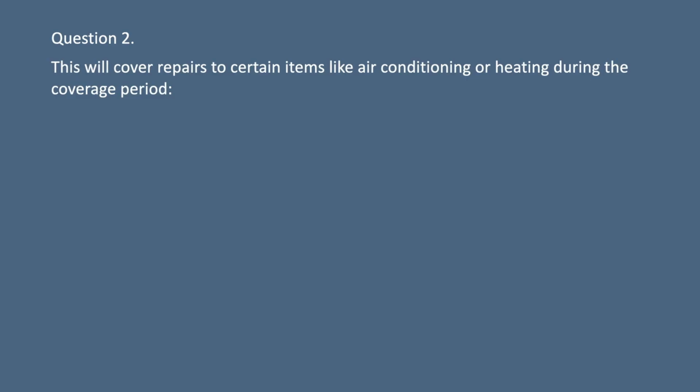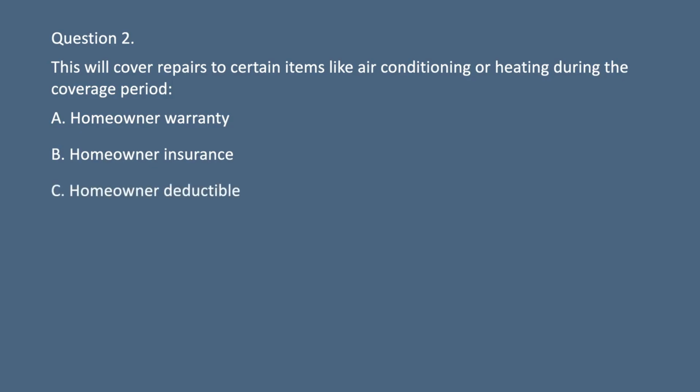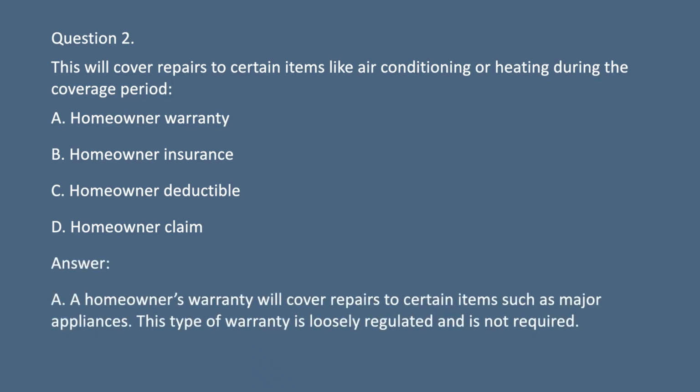Question 2. This will cover repairs to certain items like air conditioning or heating during the coverage period. A. Homeowner's warranty. B. Homeowner's insurance. C. Homeowner's deductible. D. Homeowner's claim. Answer A. A homeowner's warranty will cover repairs to certain items such as major appliances. This type of warranty is loosely regulated and is not required.